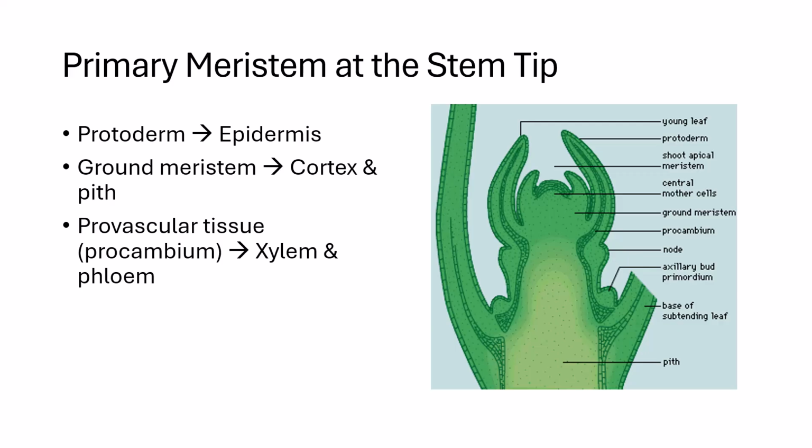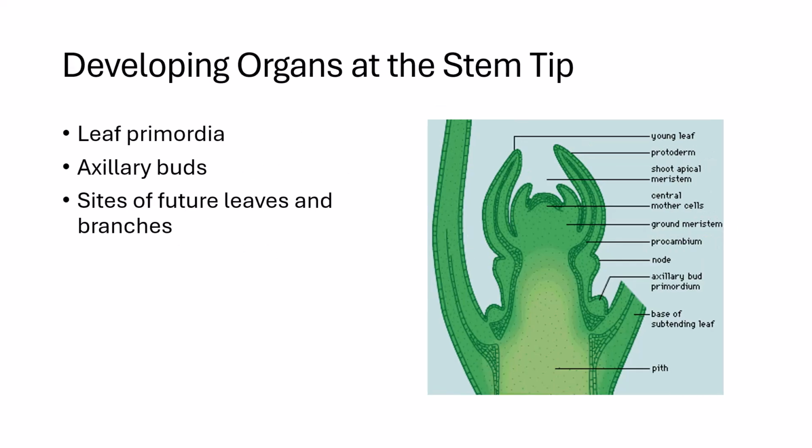primary tissue systems. The protoderm forms the future epidermis. The ground meristem forms the cortex and pith. The provascular tissue, also called the procambium, gives rise to xylem and phloem. Also visible near the apical meristem are leaf primordia, which are the earliest stages of leaf development. In the angle between each leaf primordium and the stem is an axillary bud, which contains a meristem that can later develop into a branch or flower.